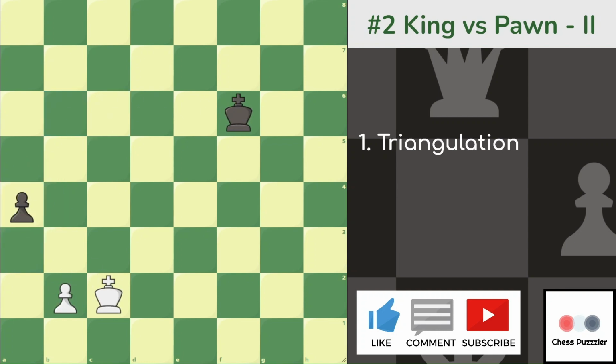To avoid this, white starts with king b1. Black plays a3 because black has to try, right?